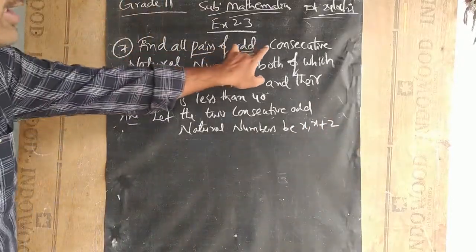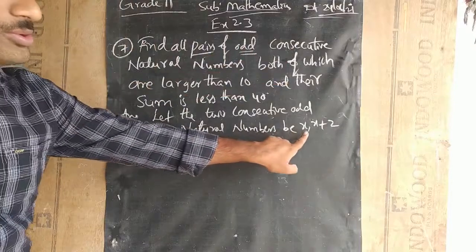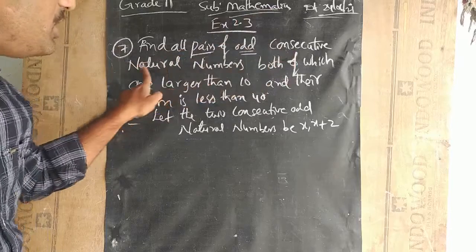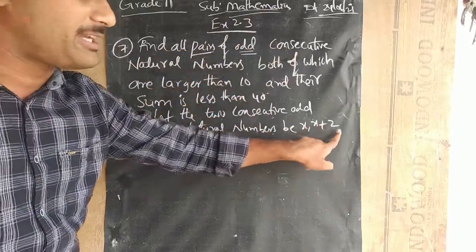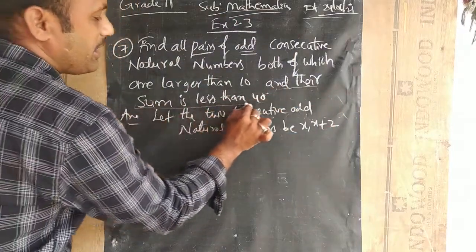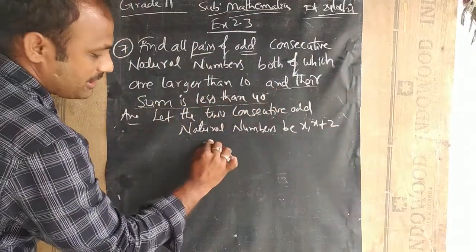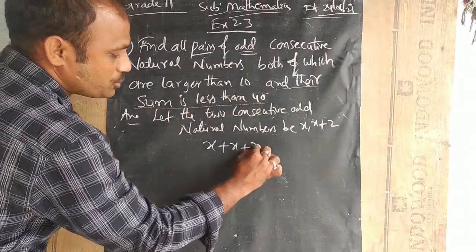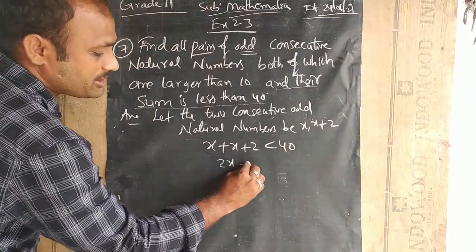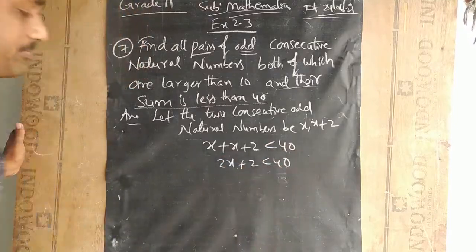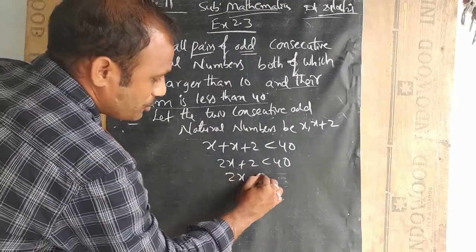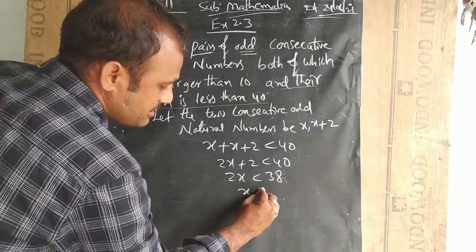So if he is asking even consecutive natural numbers also, we have to use x plus 2. But if he is not mentioning this and if he is mentioning only consecutive natural numbers, in that case write x plus 1. Now first sentence, what is saying? Their sum is less than 40. Means x plus x plus 2 is less than 40. So if I add up this, it will become 2x plus 2 is less than 40. So if I transpose plus 2, it will become 2x is less than 38, x is less than 19.